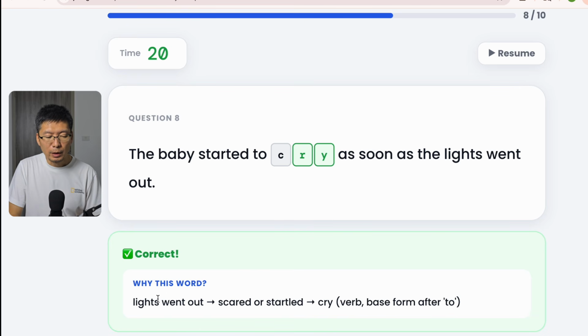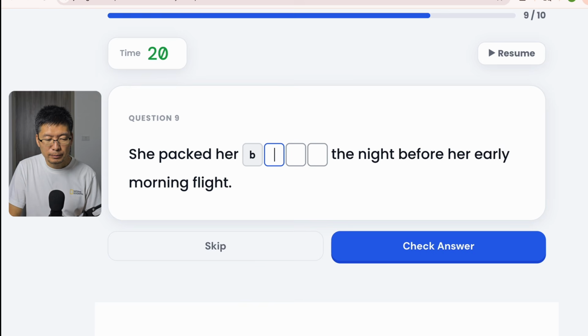Okay, so the lights went out. It means scared or startled. So the baby cries. It's a verb based on "to," right? It started to do something. Okay, next one.